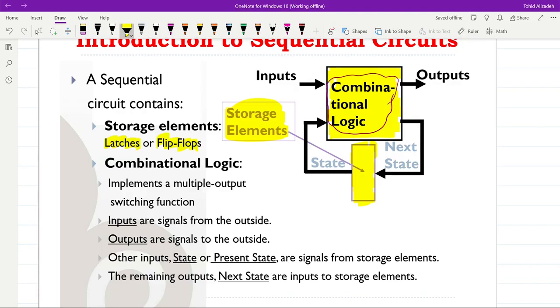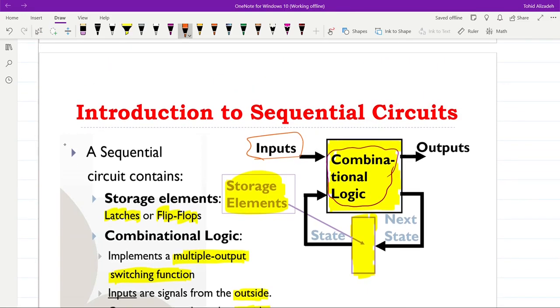The combinational logic provides signal to the storage elements, and the storage elements provide signal or input to the combinational logic. The combinational logic implements a multiple output switching function. Inputs to the combinational logic are signals from the outside, and the outputs are signals to the outside. And we have the outputs here. So these are the signals that will go to the outside.